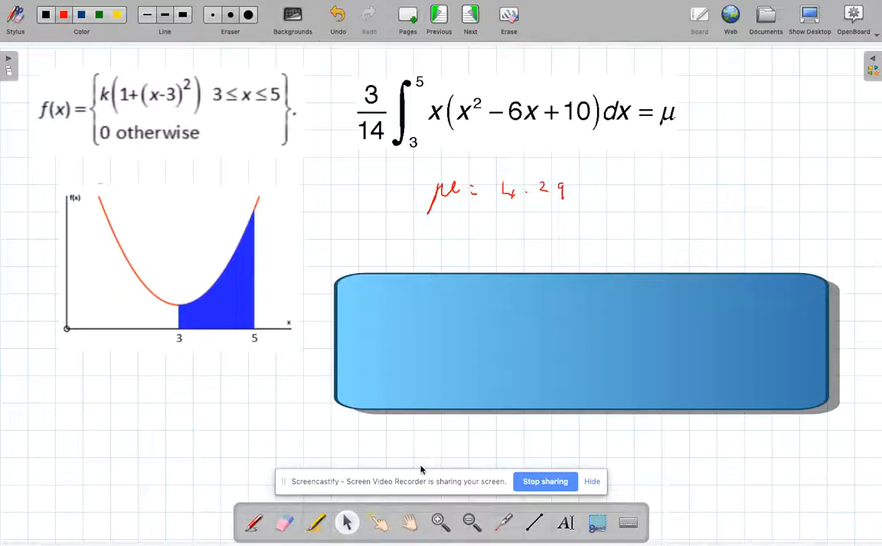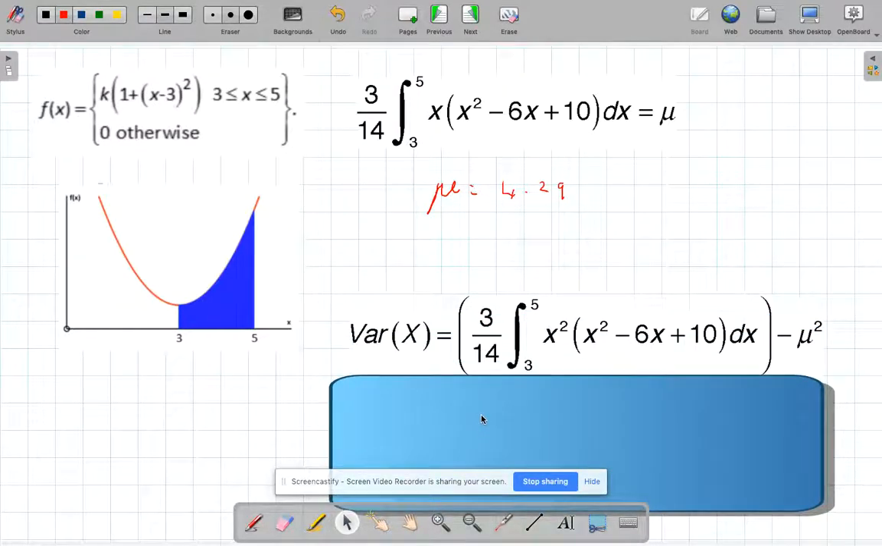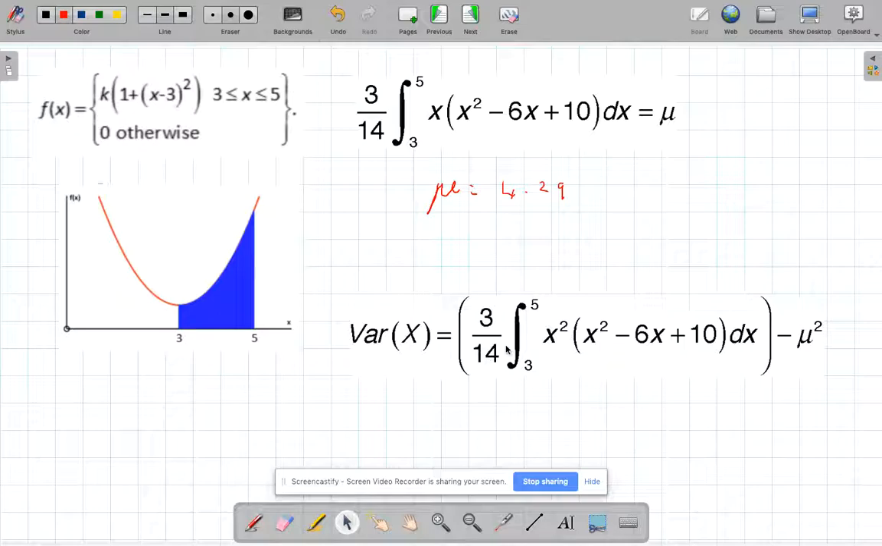Now we have a similar sort of thing for the variance, but there's a couple of extra pieces of information. So first of all, I'm going to take the function I had before with the 3 over 14 and the limits, and there's the function in the bracket, but this time I'm going to multiply it by x squared. So before I multiplied it by x, now it's x squared. And when I've got that value in the bracket, I'm going to take away mu squared from it.